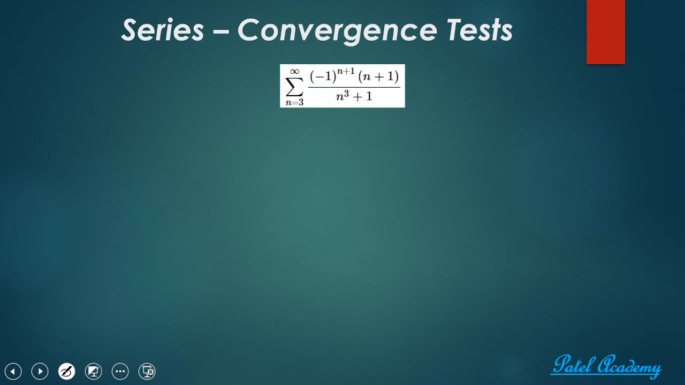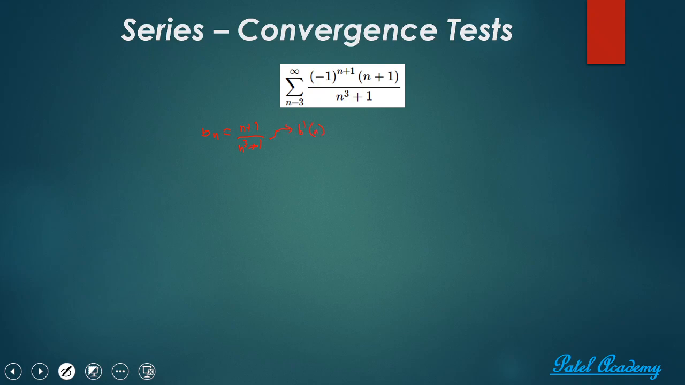For this, I see that I have an alternating series of the form (-1)^(n+1) times some value b_n. And so I get b_n equal to (n+1)/(n^3+1). Now, for the purpose right now, I'm not going to take the derivative and show it, or I guess, no, we have time. It's okay.